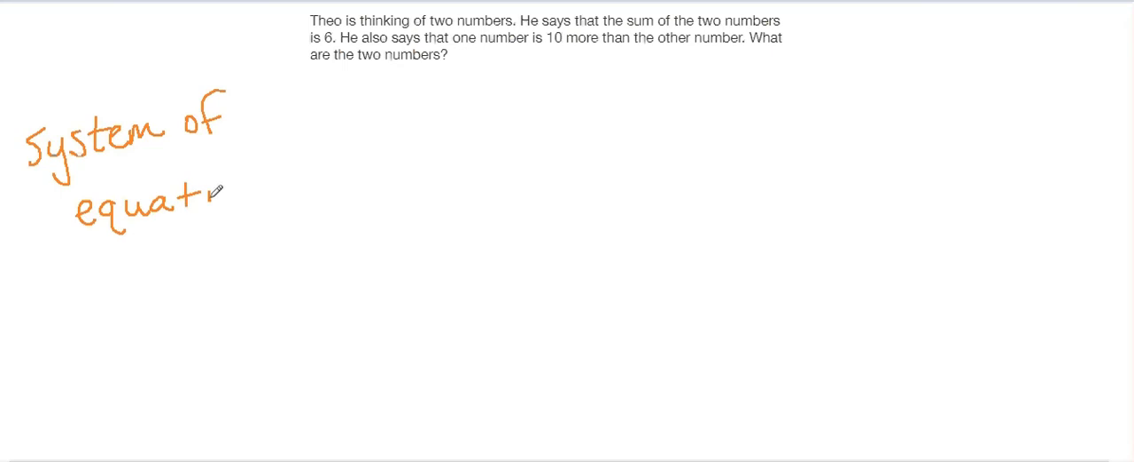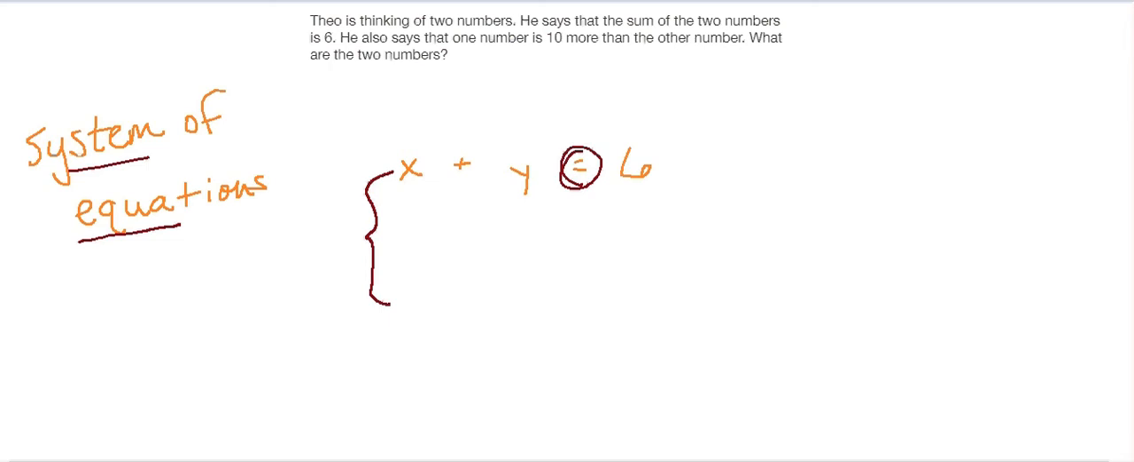You know an equation, right? An equation might be x plus y is 6. We have an equal sign, so it's an equation. Now, if you have a system of something, that means we actually have more than one of something. We'll actually have two equations that share common variables.